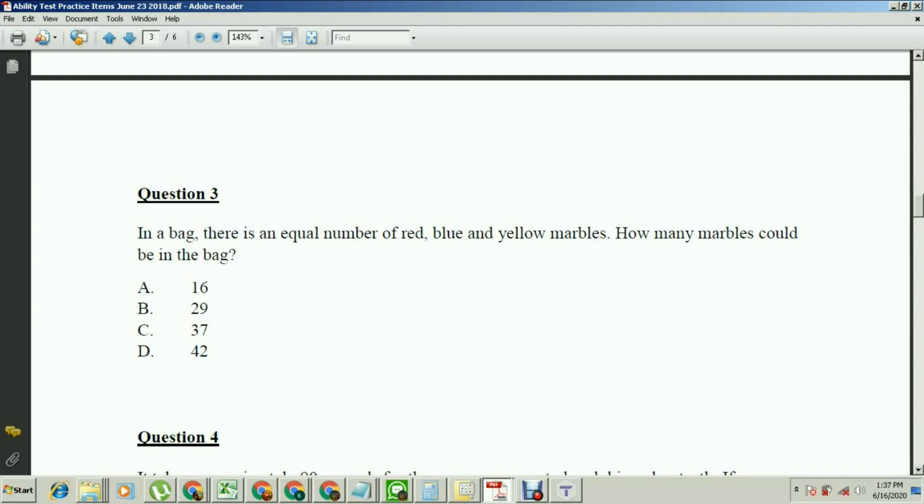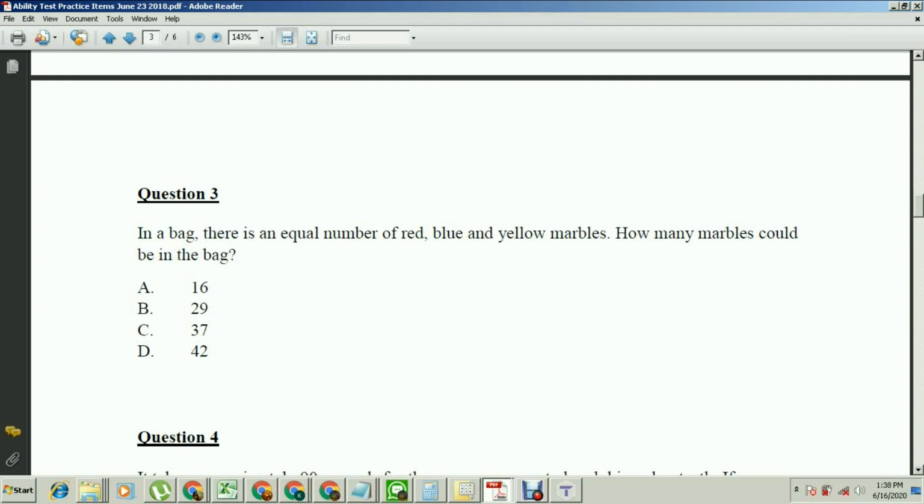16 divided by 3. So let's add the numbers first. So 1 and 6 is 7. Is 7 divisible by 3? No. 7 is not divisible by 3. And therefore, neither is 16. Let's look at 29. 2 plus 9, that's 11. Is 11 divisible by 3? No. And therefore, neither is 29.